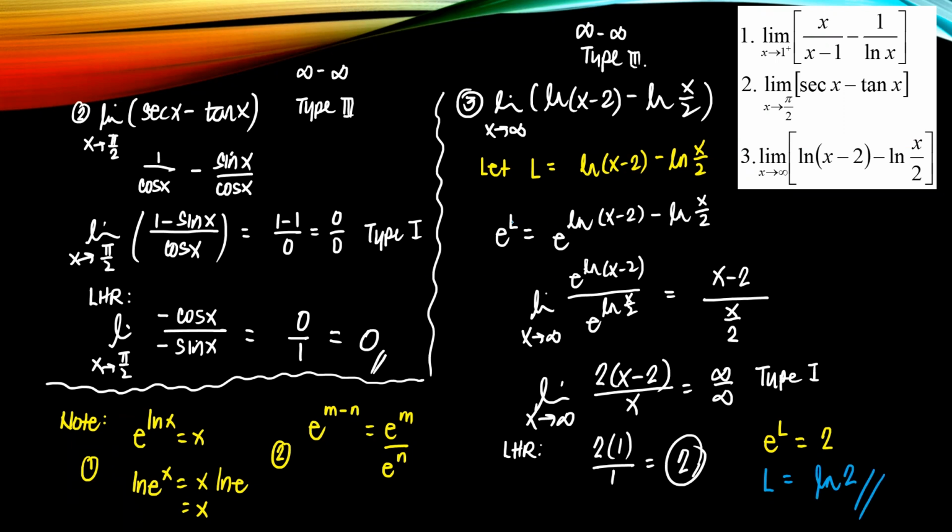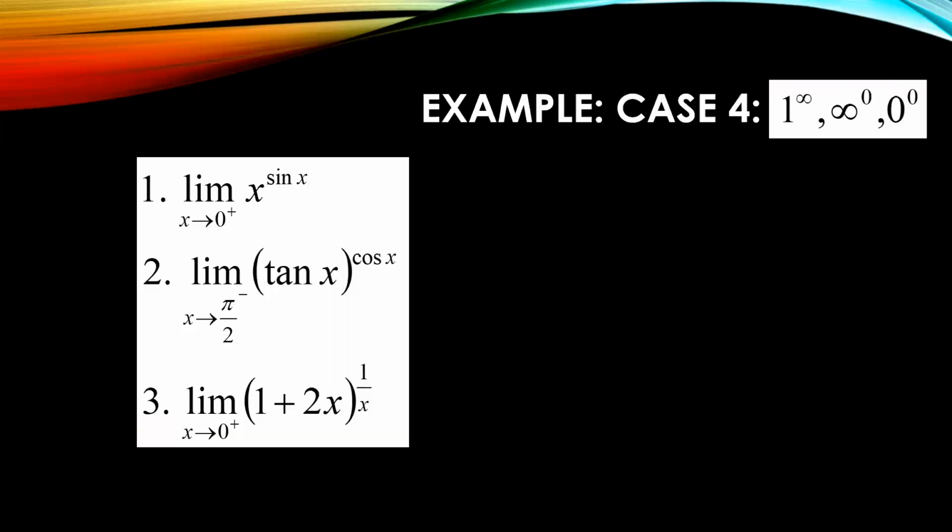Because I applied ln on both sides, what we need to do after getting the answer is go back. What you have here is an e to the L, right? So you need to apply ln to both sides to get the final answer. Is it clear? Yes, sir. Okay.